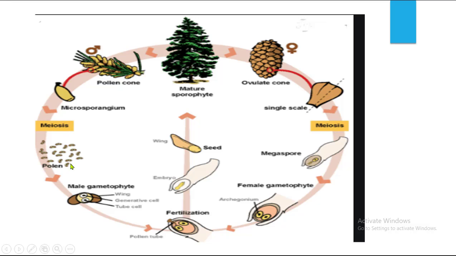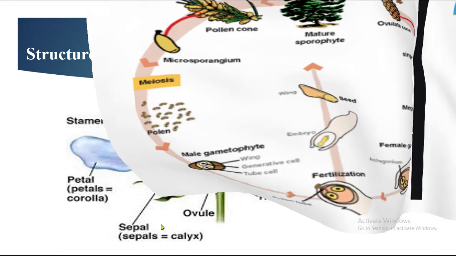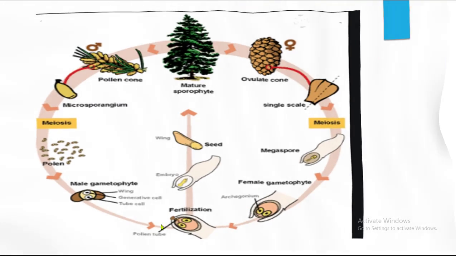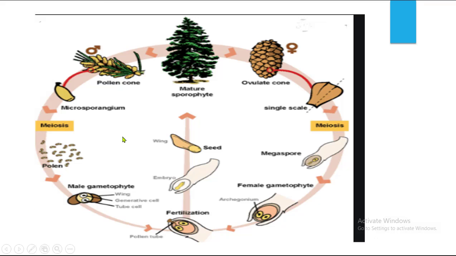This single pollen, here you can see, is known as male gametophyte, and it has wings and two nuclei, generative nuclei and tube nuclei. The wings actually help the male gametophyte to fly and land on the female gametophyte, where fertilization can take place. We will come back to this point.